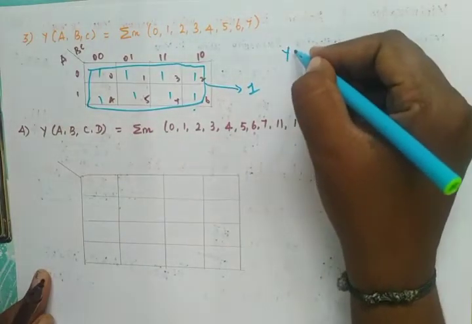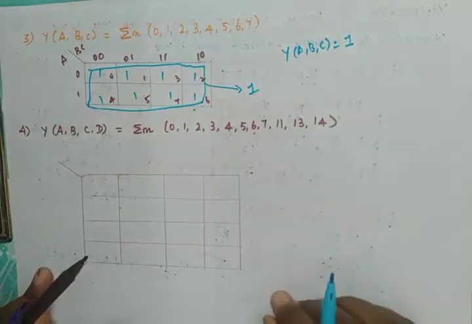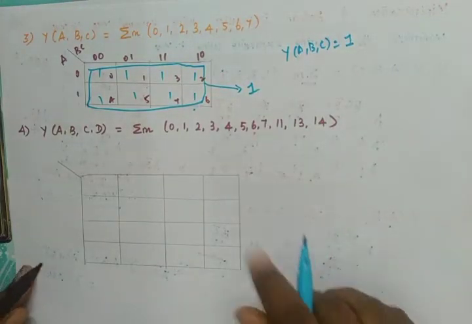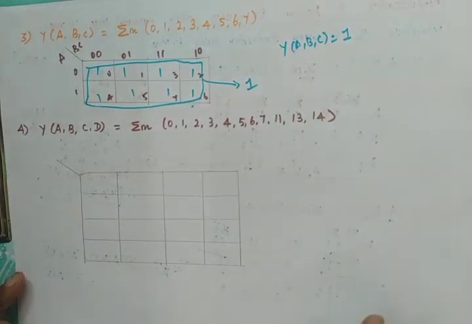Therefore the answer for this is y of A, B, C is equal to 1. So like this we have to group in K-map for 3 variables. Now for 4 variables, what we have to do? Here we have 4 variables.